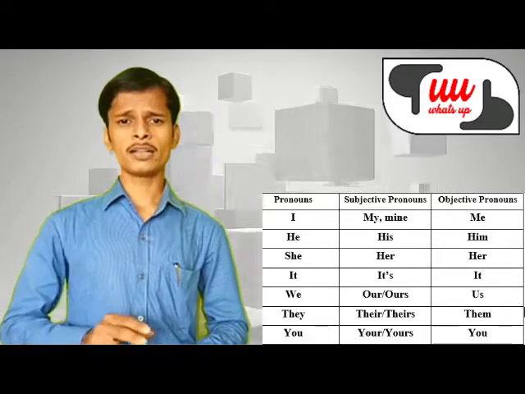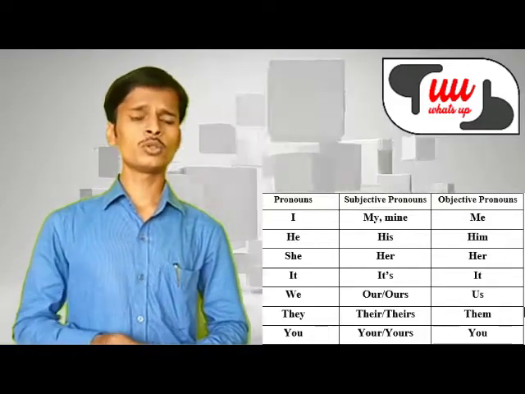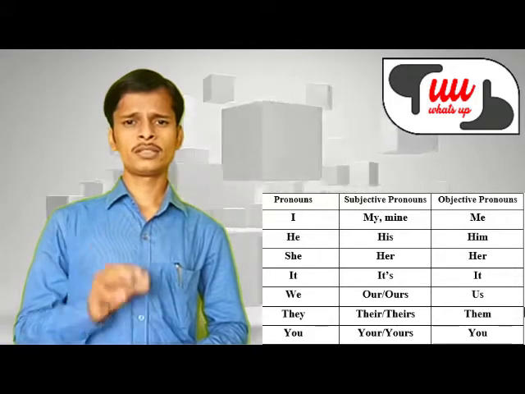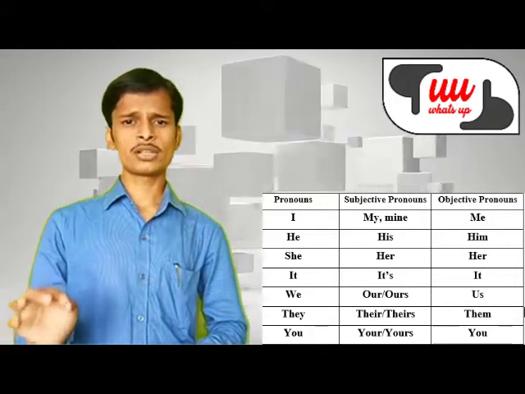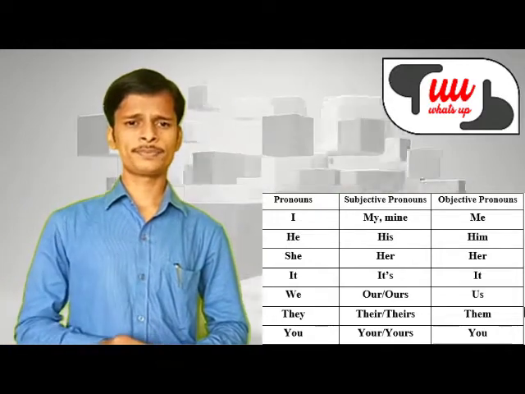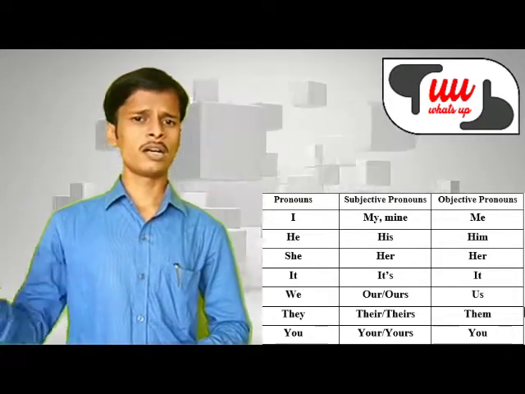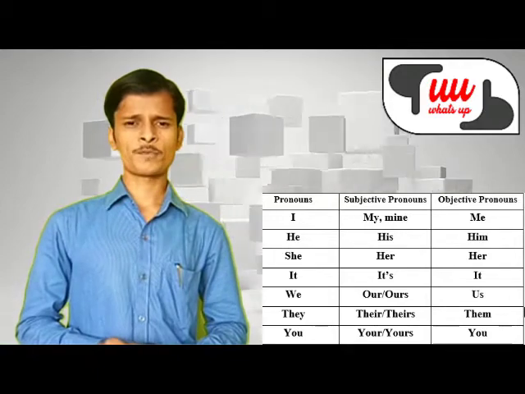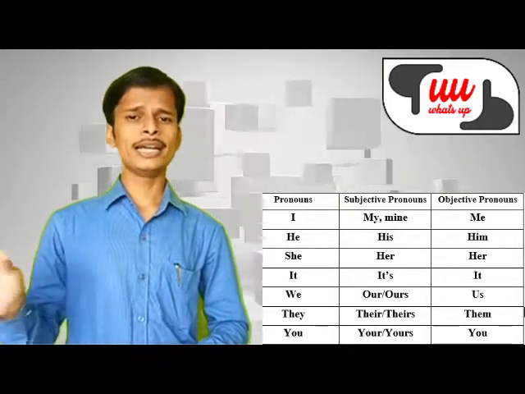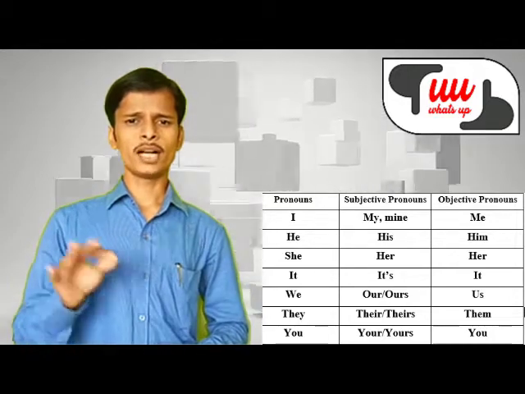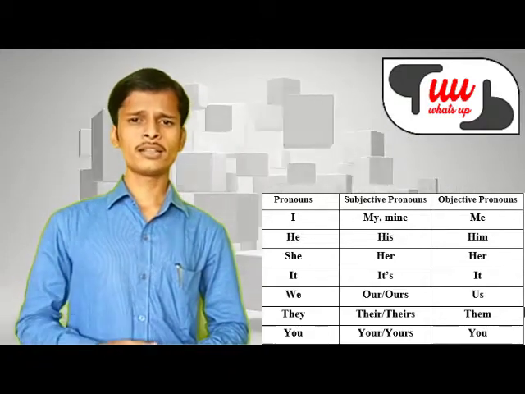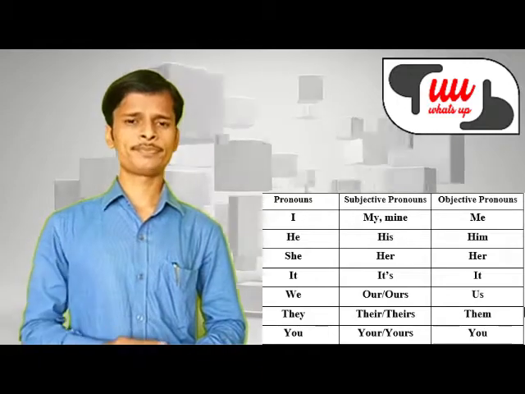Its subjective is my or mine, and then objective me. Second, he. Its subjective is his, and him. She, her, you, your, and you. Then it, we, our or ours, and then us. Then they, theirs, and them. So these are the pronouns.